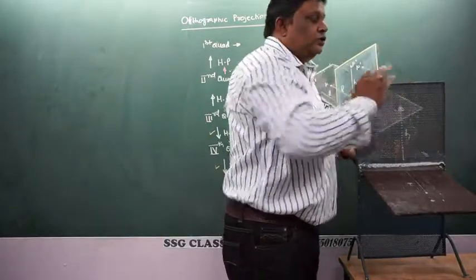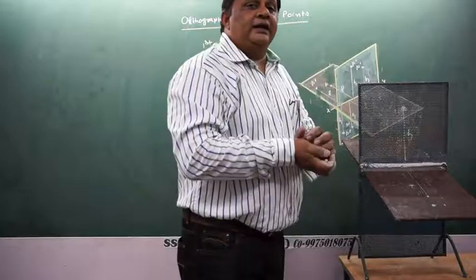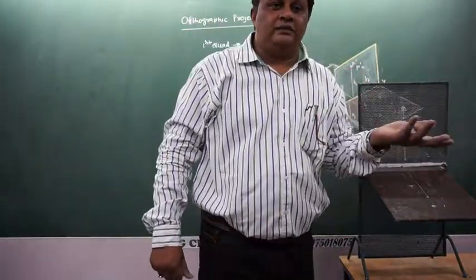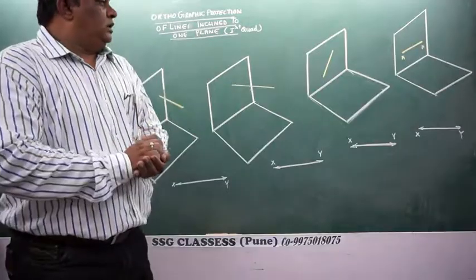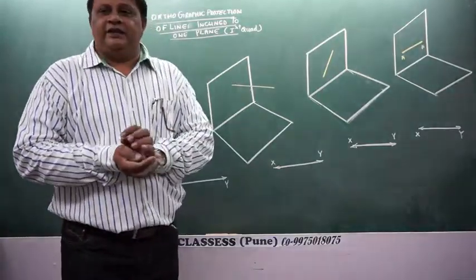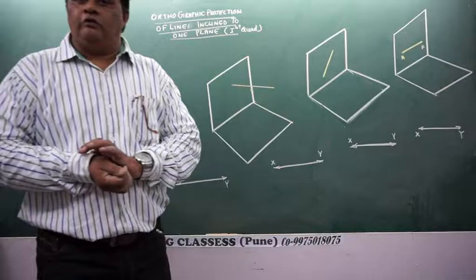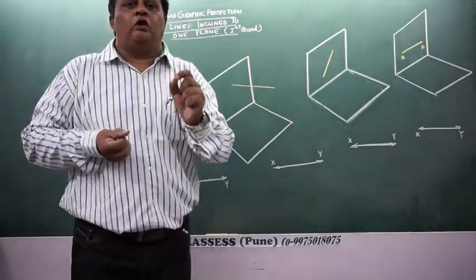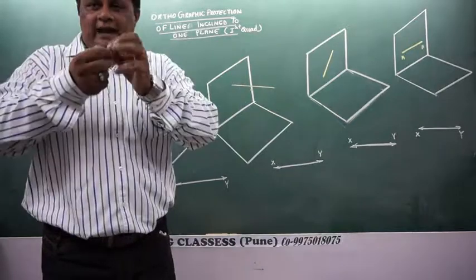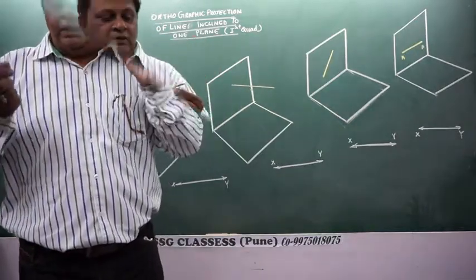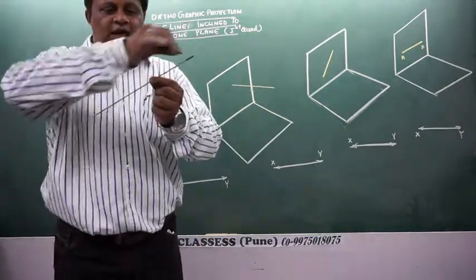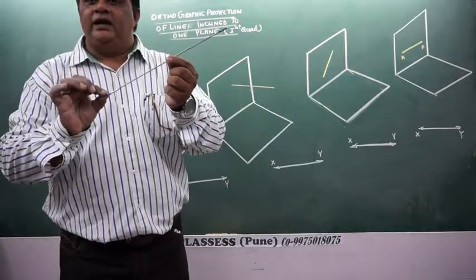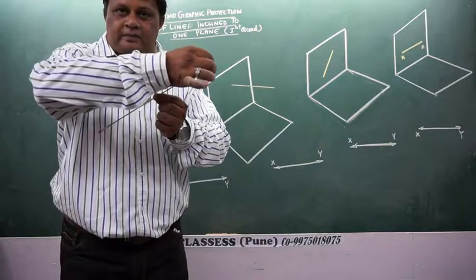Am I clear? So can I say that anything in VP, its top view will always be on the XY line? Okay, so till now we have seen orthographic projection of points. Now if we keep on joining points, what will be formed? A line will be formed. But the end of a line will still remain as a point. Say this is point A and say this is point B.